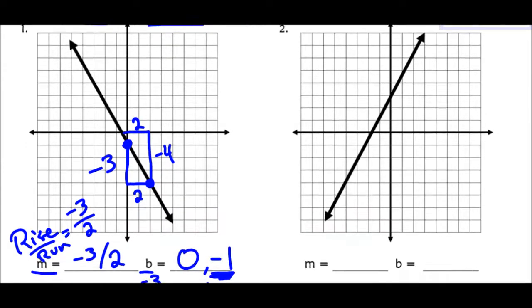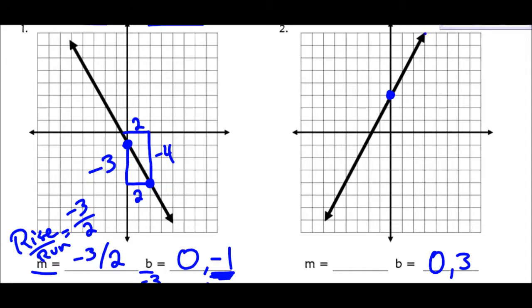All right, on this next one, again, I'm going to find that y-intercept first. I got my y-intercept right there. That is 1, 2, 3 up, so that's 0, 3. And I'm going to use that as a starting point.